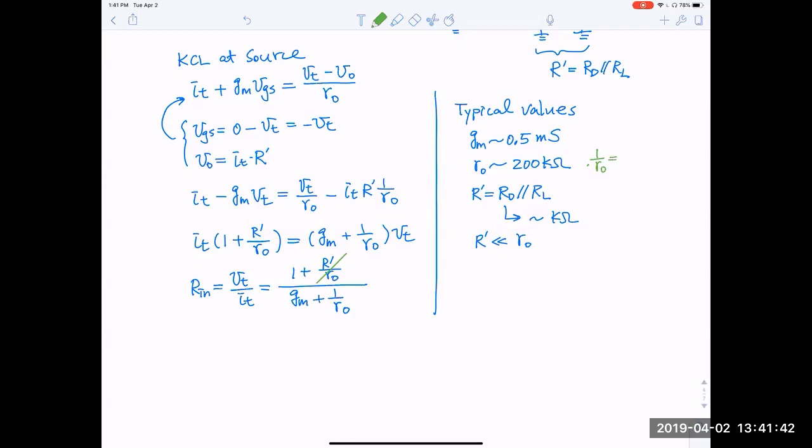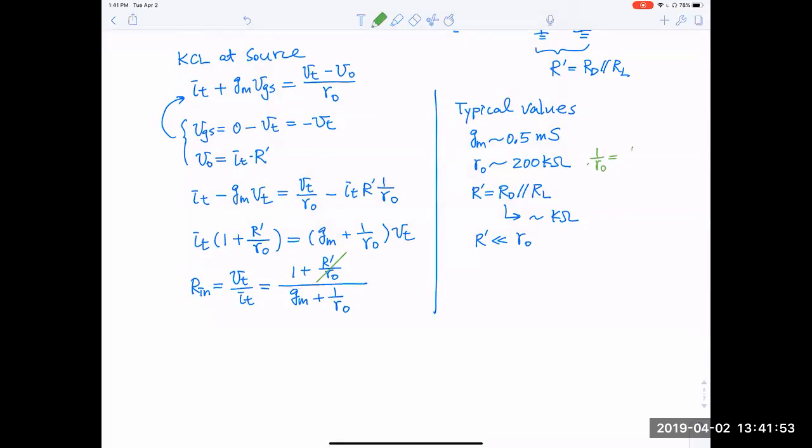This will be equal to 0.0, or I'll just simply say 1 over 2 times 10 to the 5th. So it's about 5 microsiemens. So 1 over R0 is much smaller than GM. So we can also drop this term. So Rin is basically approximately equal to 1 over GM, okay?